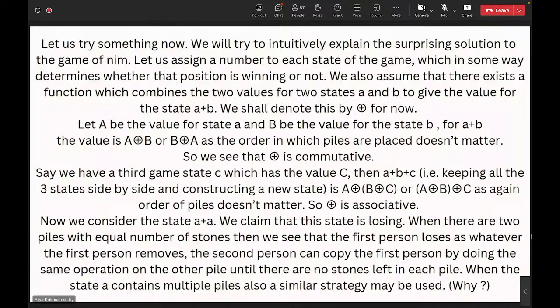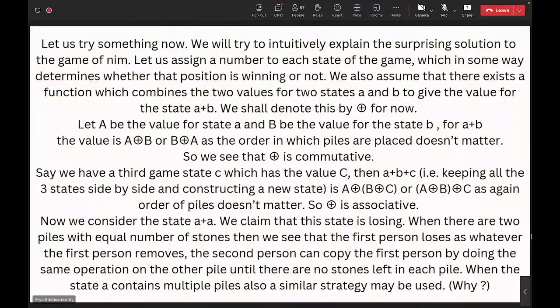And then say we have a third game state C, which has the nim value C. Then A plus B plus C, keeping all the three states side by side and constructing a new state, is A nimsum B nimsum C, in whichever grouping, as the order of piles does not matter. This should be pretty obvious. So the nim-sum operation is associative.